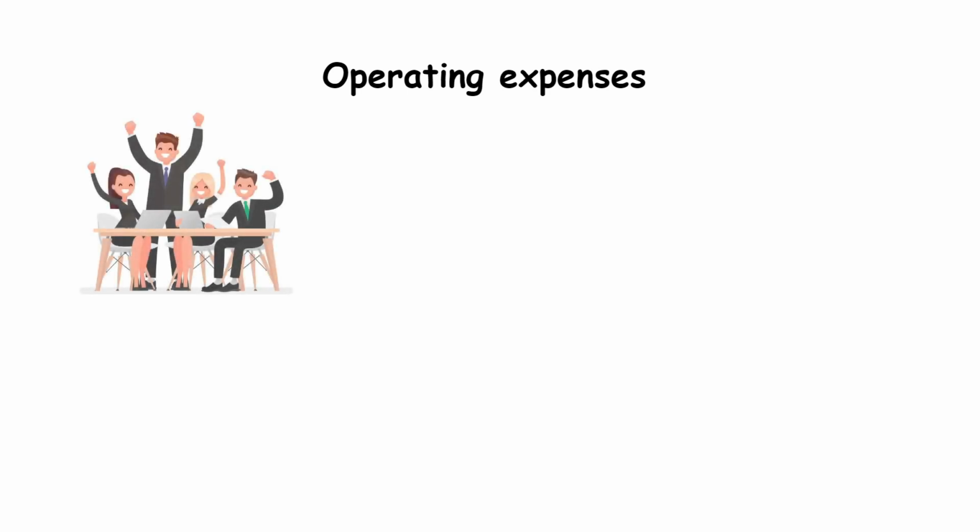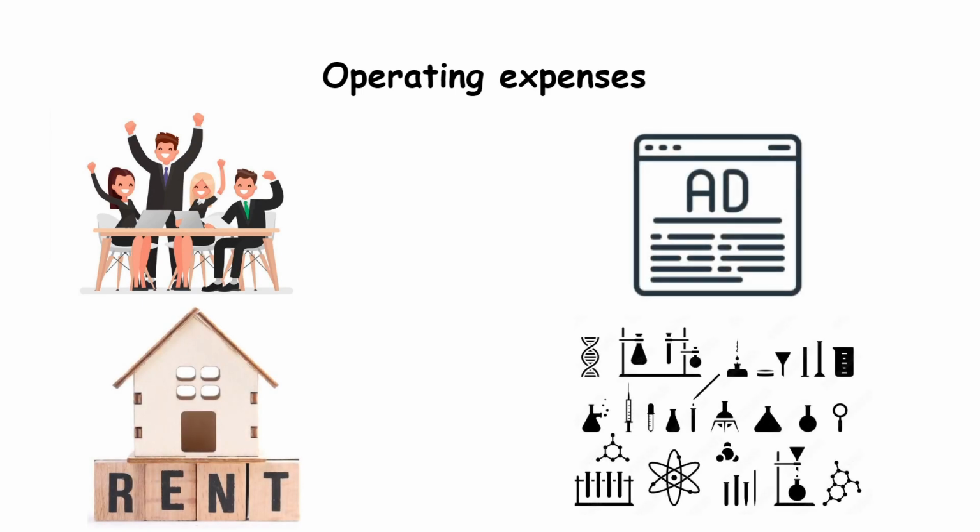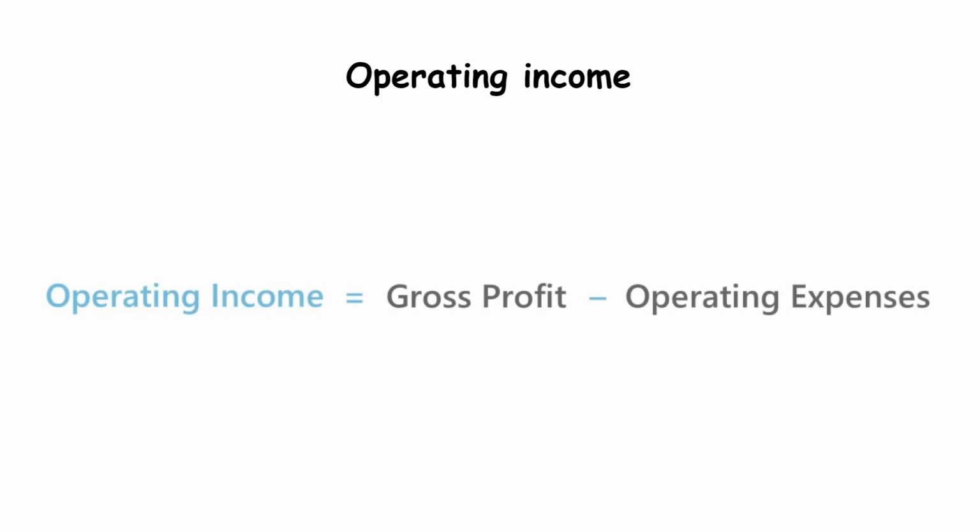The operating expenses are the indirect costs of running a business, such as salaries, rent, marketing, and research and development. In Apple's case, operating expenses would include the salaries of its employees, the cost of its retail stores, and the money it spends on advertising. The operating income is the gross profit minus the operating expenses. It represents the profit that a company makes from its operations before taking into account other income and expenses.